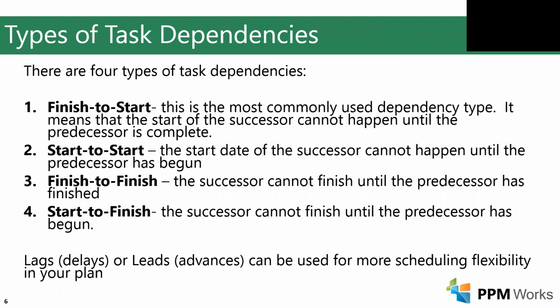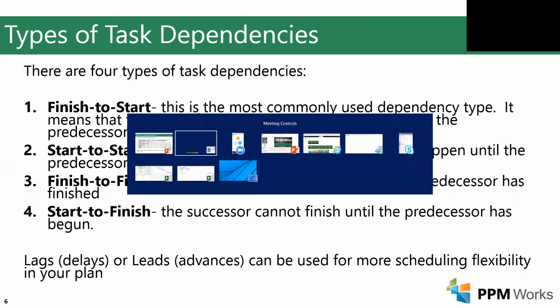Another type of dependency is start to start, meaning that both the predecessor and the successor can start at the same time. Then you have finish to finish, meaning the successor cannot finish until the predecessor is finished. And then the last, which is very unique, start to finish, is almost an inverse relationship where the successor cannot finish until the predecessor has begun.